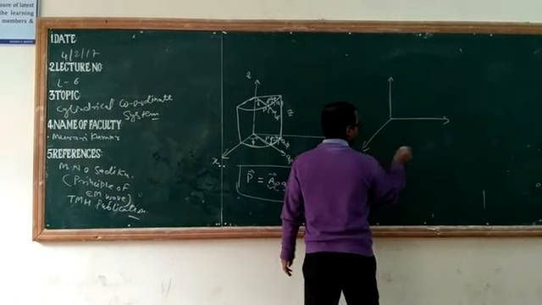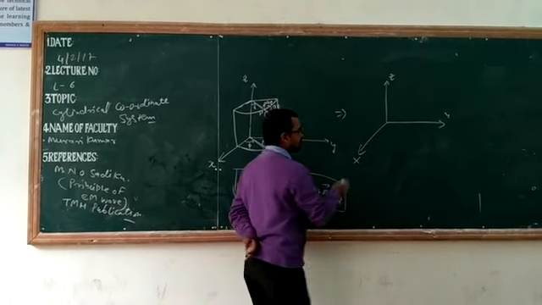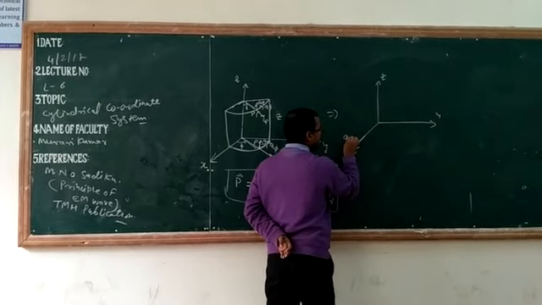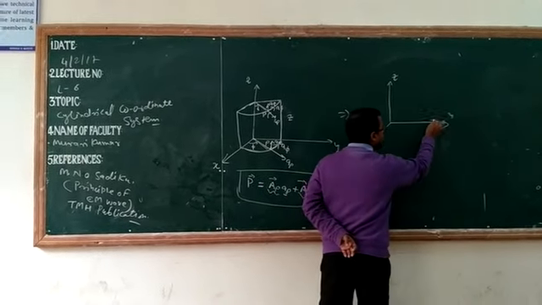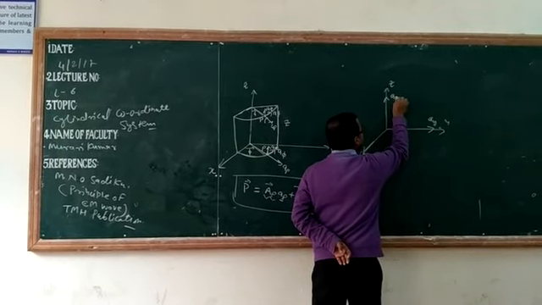Here are the x-axis, y-axis, and z-axis. This is a Cartesian coordinate system. In the Cartesian coordinate system, in the x direction the unit vector is ax, in the y direction the unit vector is ay, and in the z direction the unit vector is az.